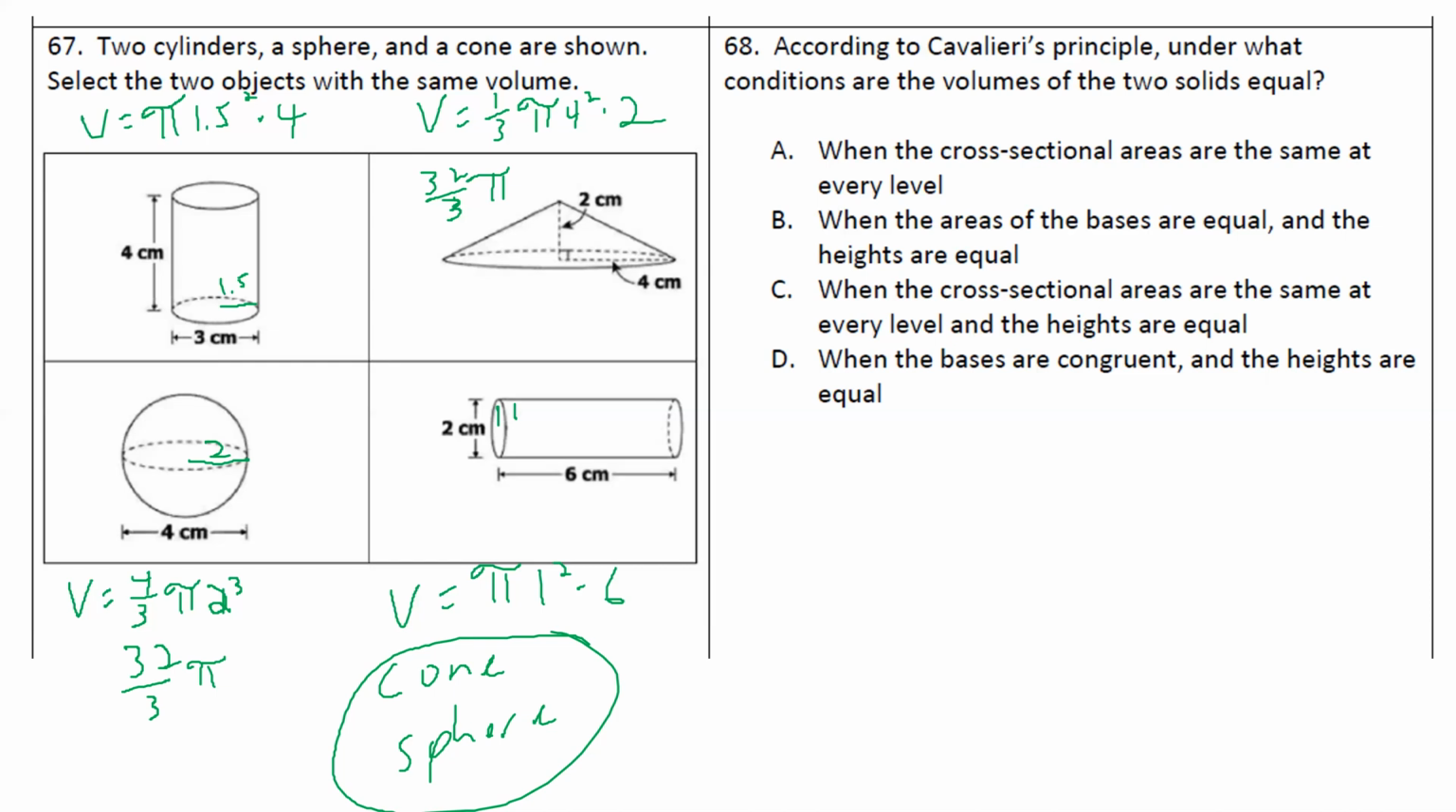So the cross section at every level has to have the same area, which they talk about in options A and C. Now, they do have to have the same height, but if they have the same area at every single cross section at every level, that's kind of taken care of. So I know C says something extra about the height, which is correct, but do you actually need that part? It's already included when you do the cross section at every level. So A or C could be seen as the correct answer here.